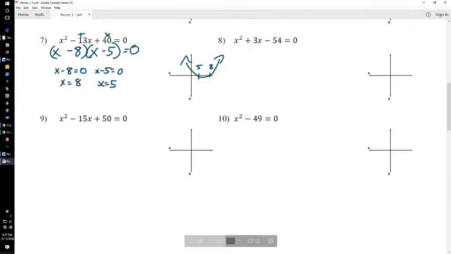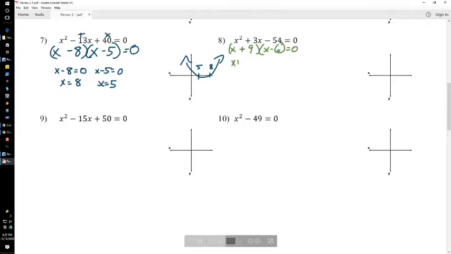Next up, number 8. Put up parentheses real quick. I'll change colors just for the fun of it. Why not? Two things that multiply to the left are x and x. Two things that multiply to 54 but add up to 3. In this case, it's going to be 9 and 6. 9 times 6. And since we add up to a positive number right here, I'm going to make the larger number positive. So 9 minus 6 is 3, and 9 times negative 6 is my negative 54.